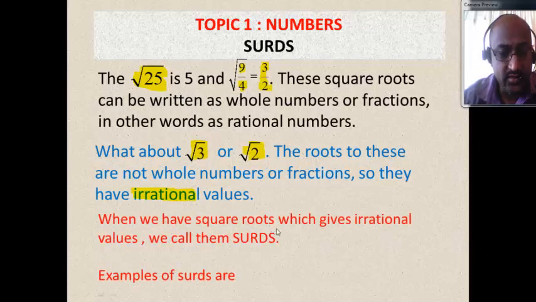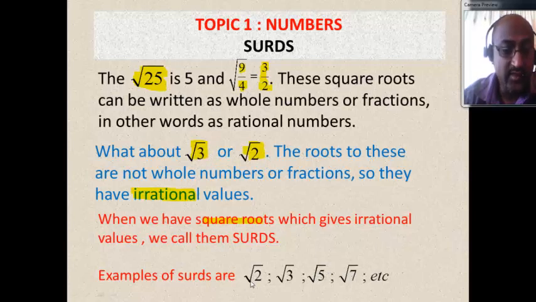When we have square roots which give irrational values, we call them surds. Examples of surds, as we are done here: root 2, root 3, also root 5, the square root of 7. All of these are examples of surds. Now there are many more examples. As we go along, you will look and find more examples of surds. Automatically you will notice that for root 2, root 3, root 5, root 7, the answers cannot be whole numbers.